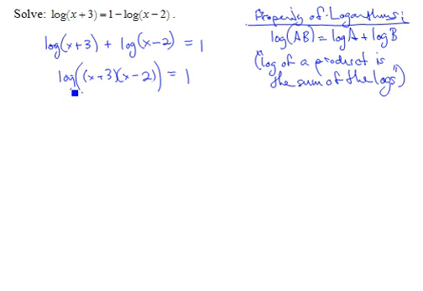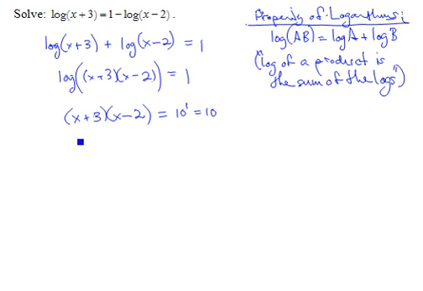Well, the log without an explicitly written base is a log base 10, and so writing this in exponential form, we see that x plus 3 times x minus 2 must just equal 10 to the first power, or simply 10. You can see that, if you like, by raising both sides with a base of 10 and treating the two sides of the equation as exponents. And then 10 to the logarithm cancels out, leaving just the x plus 3 times x minus 2.